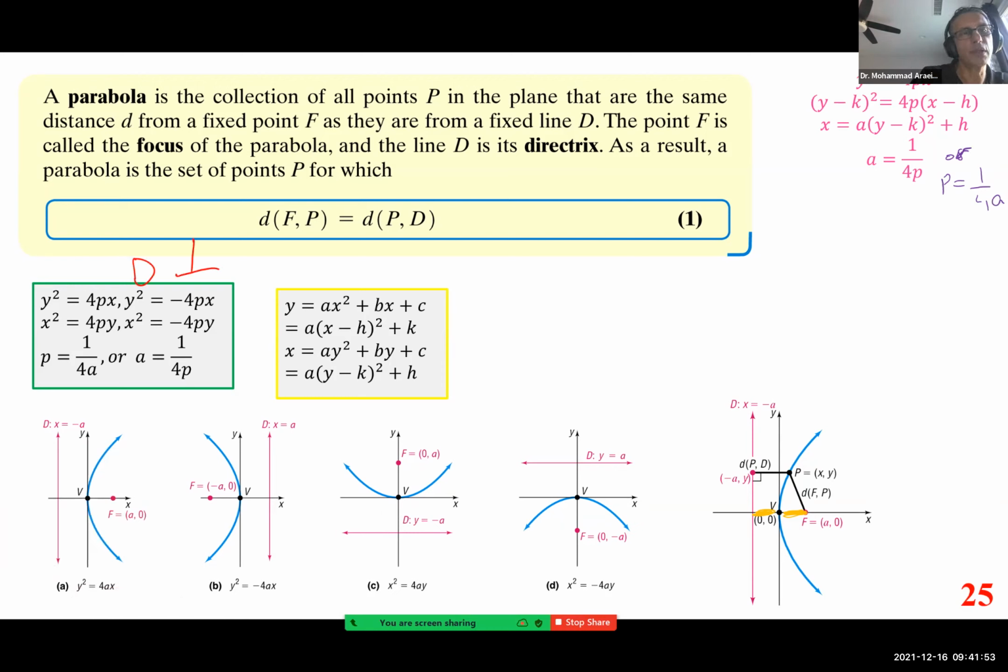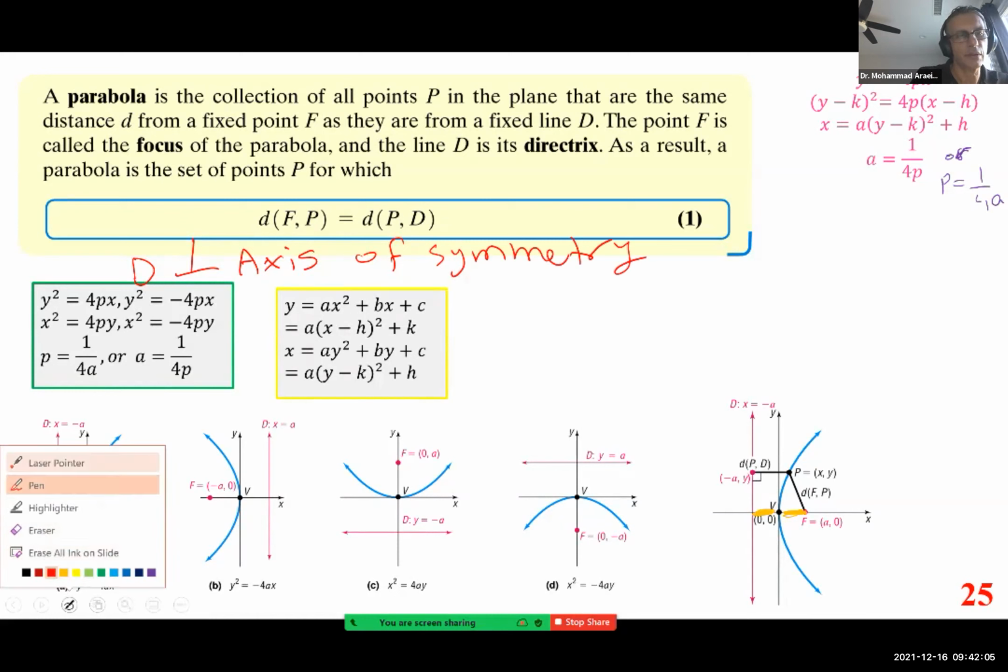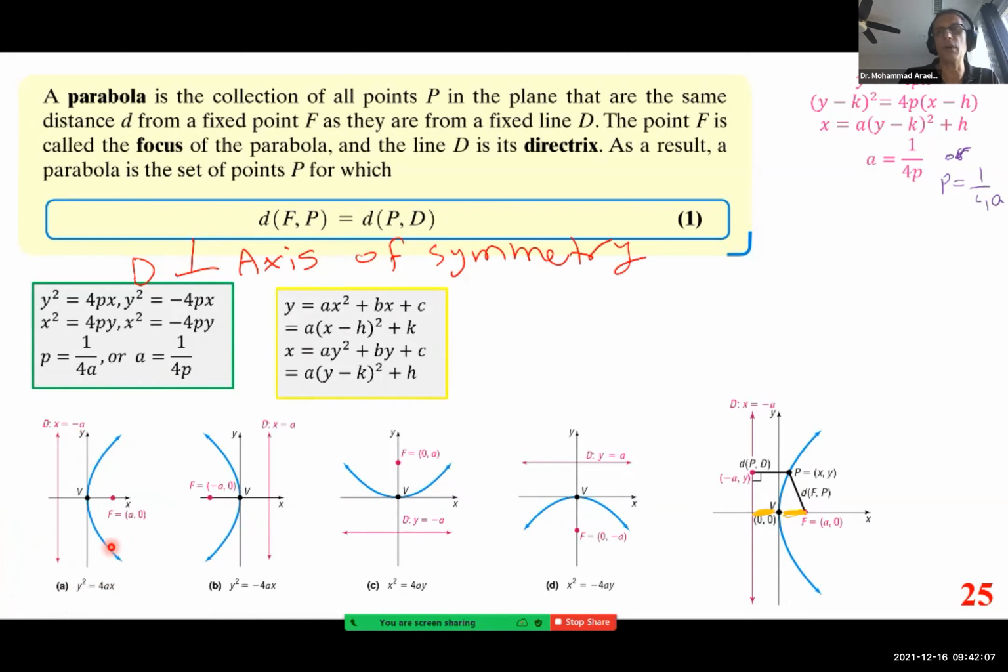D is perpendicular to the axis of symmetry. And axis of symmetry, I hope you remember, when we had it in this format, x equals the x coordinate of the vertex, which was, if you have it in this format, x equals minus b over 2a. If you have it in this format, x equals h. If you have it in this format, y equals k. So I'm reminding you of everything that we have seen before.